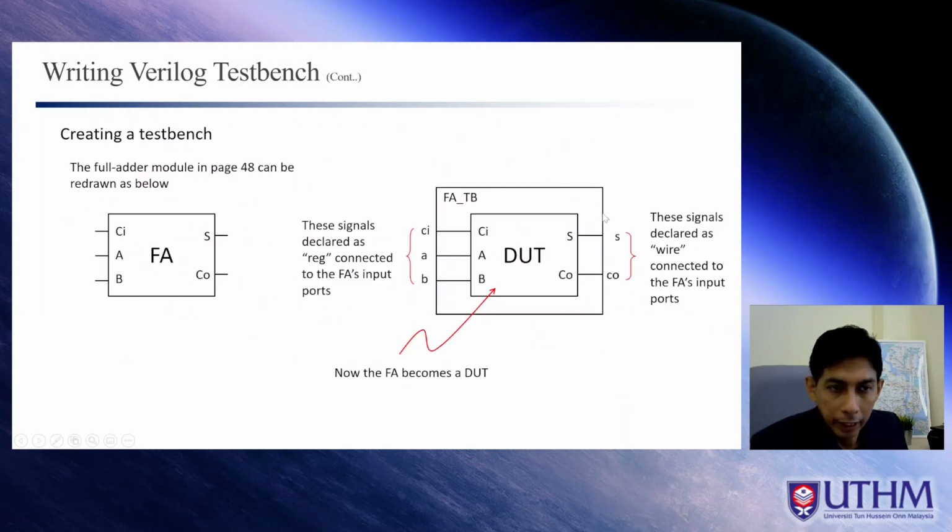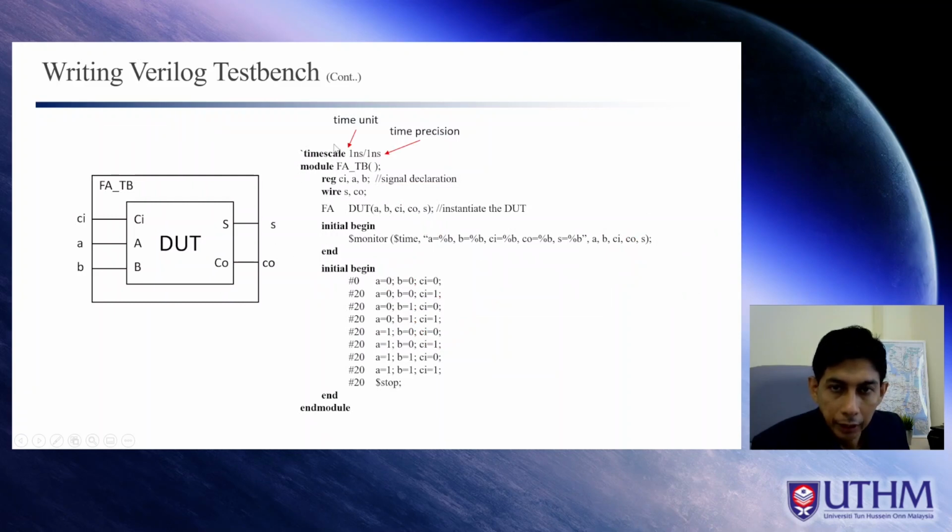Now, when we write the test bench, the name of our test bench is FATB. We declare these three as reg and these two as wire. So the code will be like this.